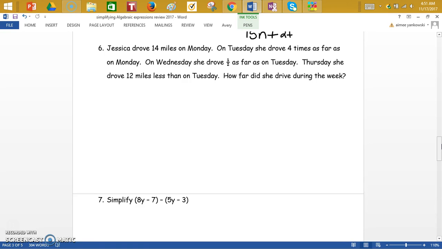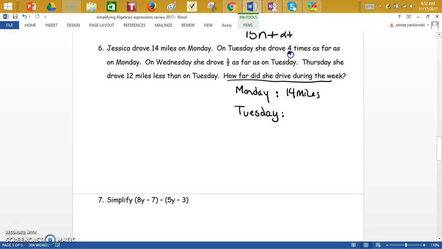Okay, we better figure out how far she drove each day. And then to get how far she drove during the week, we just add up how far she drove each day. But let's take a look at each day. So I can tell you Monday, that was given. She drove 14 miles. So let's take a look at Tuesday.